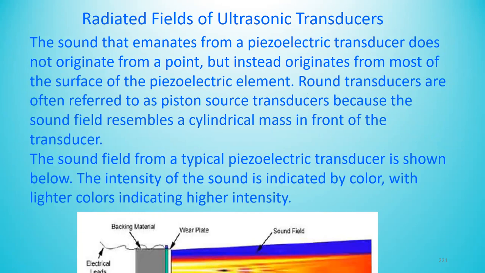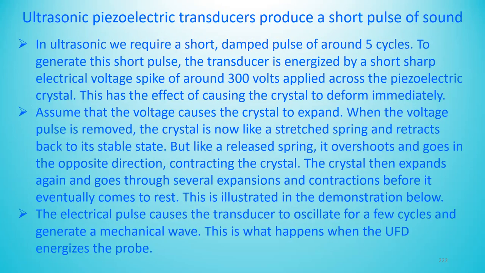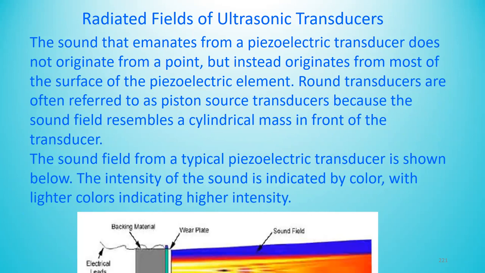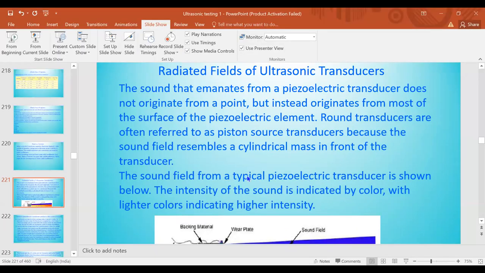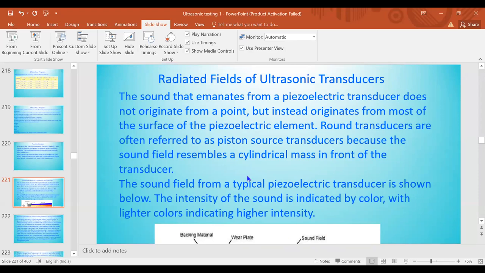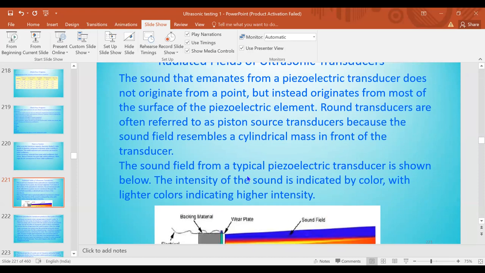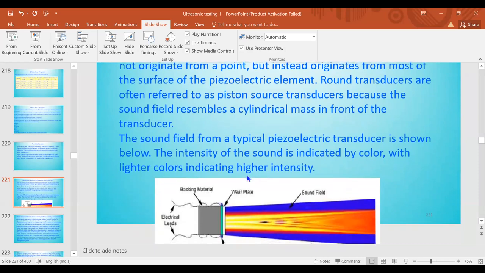Radiated fields of ultrasonic transducers. The sound that emanates from a piezoelectric transducer doesn't originate from a point, but instead originates from most of the surface of the piezoelectric element. Round transducers are often referred to as piston source transducers because the sound field resembles a cylindrical mass in front of the transducer. The sound field from a typical piezoelectric transducer is shown below. The intensity of sound is indicated by color, with lighter color indicating higher intensity.